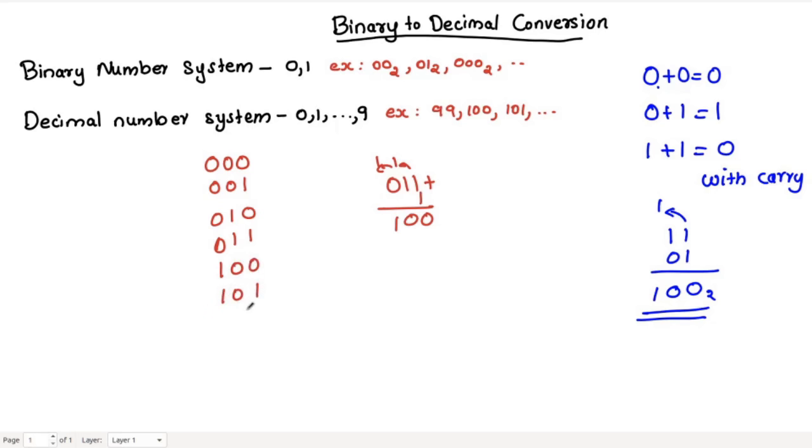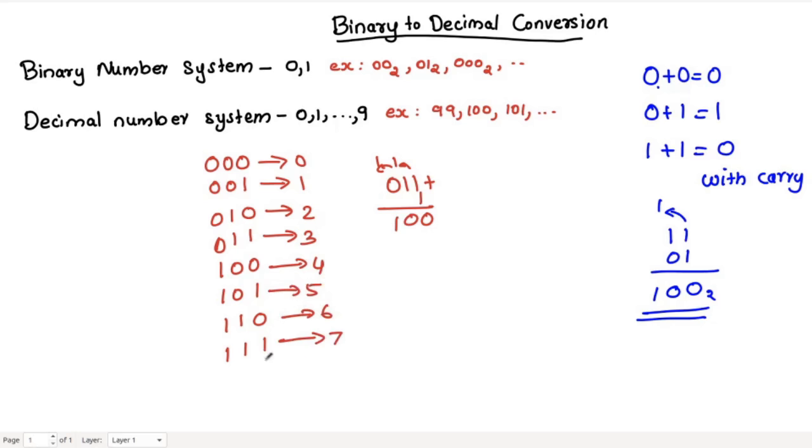The next number, by adding 1, is 101. Next you will get 110. And adding 1 you will get 111. So these are the numbers we can obtain with 3 binary bits. The decimal equivalents are 0, 1, 2, 3, 4, 5, 6 and 7. So with 3 digits, you can represent the numbers 0 to 7.